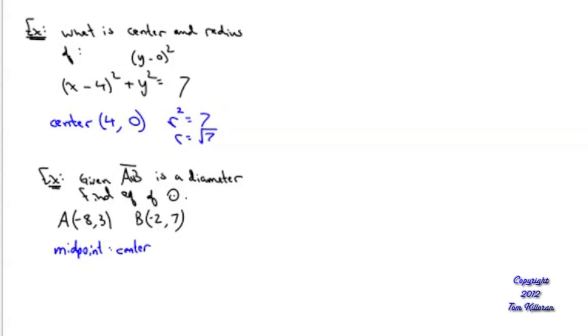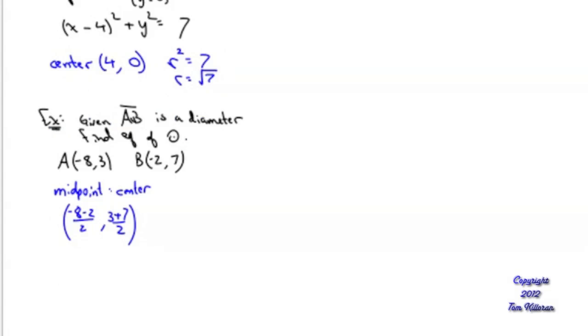How do I find the midpoint of AB? It's the average of the x's and the average of the y's. No formula necessary. Negative 8 plus a negative 2 over 2, comma, 3 plus 7 over 2. Negative 8 plus negative 2 is negative 10, divided by 2 is negative 5. 3 plus 7 is 10, divided by 2 is positive 5. So we get negative 5 and positive 5 as the center.